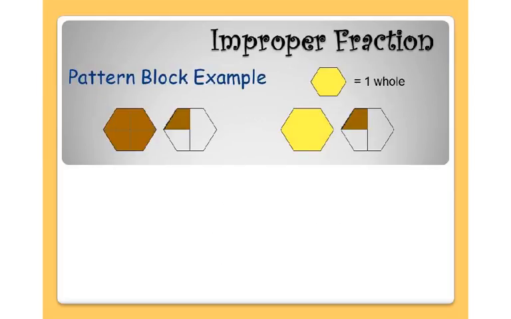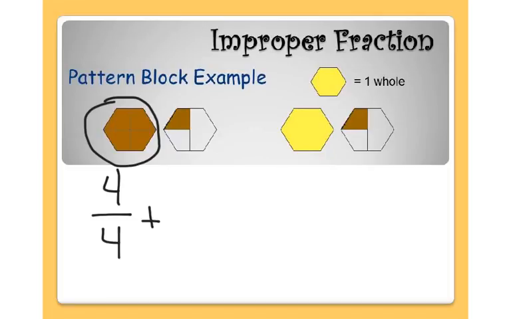I can also use pattern blocks to represent improper fractions. For example, this piece right here represents how much? 4/4. Very good. That's 4/4. But I also have an additional piece, and how much is that worth? 1/4. Very good. So 4/4 plus 1/4 equals what?